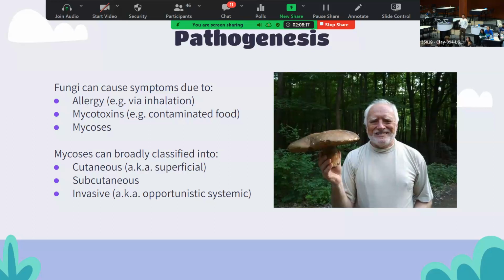All right, so in terms of how fungi can actually cause disease, there's a couple of different ways. You can have allergies, you can have reactions to the toxin itself, the mycotoxin, or you can have mycoses, which are the actual infections due to the fungi. And the mycoses, we'll go more in depth, are broadly classified into cutaneous, subcutaneous, and invasive. The brackets are just alternate names.